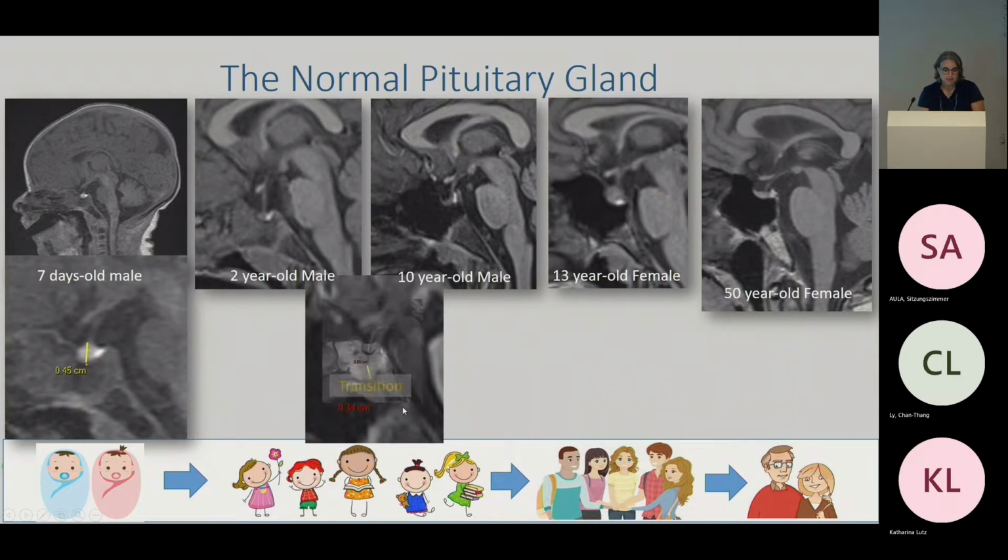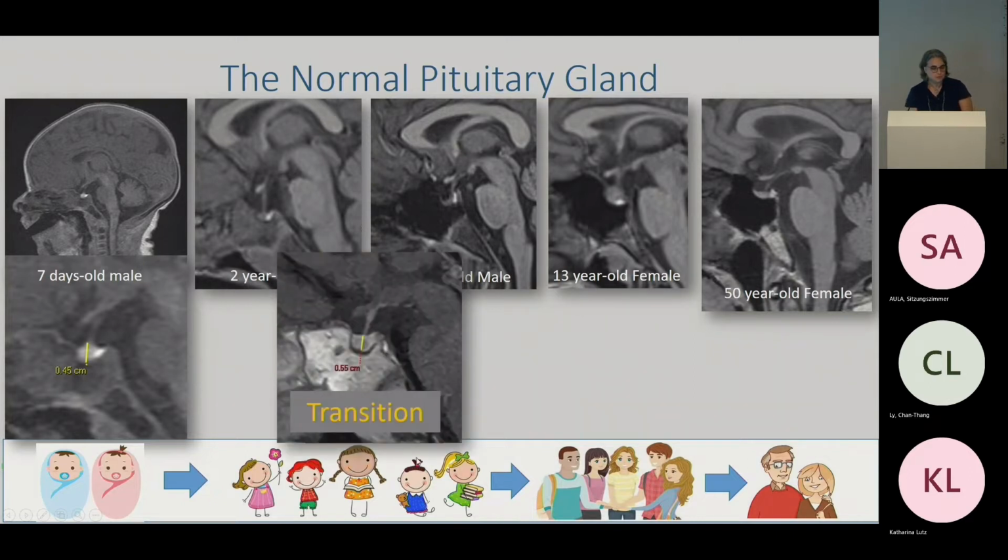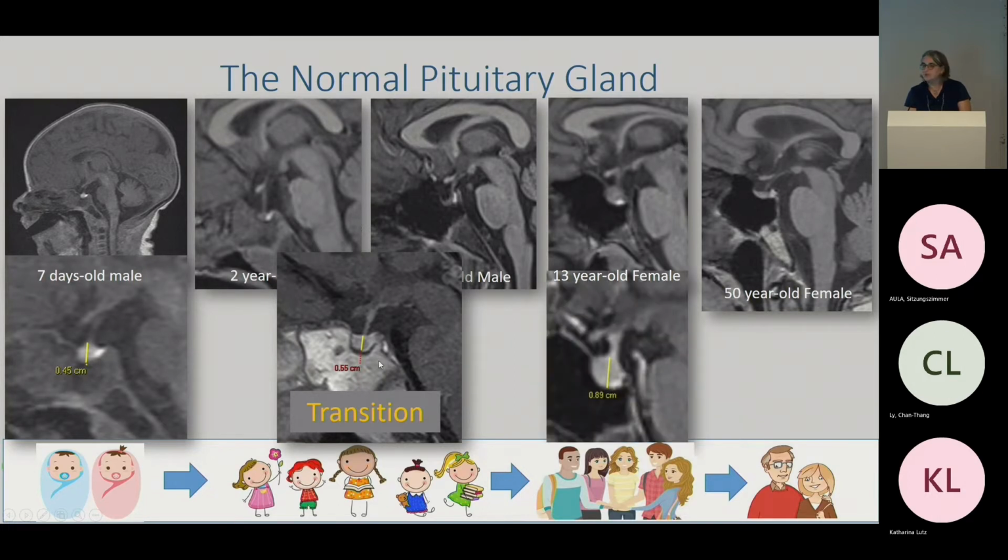And then as children proceed towards puberty, we start seeing this pattern, which we call transition, where it abuts the diaphragm sella and measures about 5 to 6 millimeters in height. And of course, when they hit puberty, the pituitary gland becomes, again, convex, large.